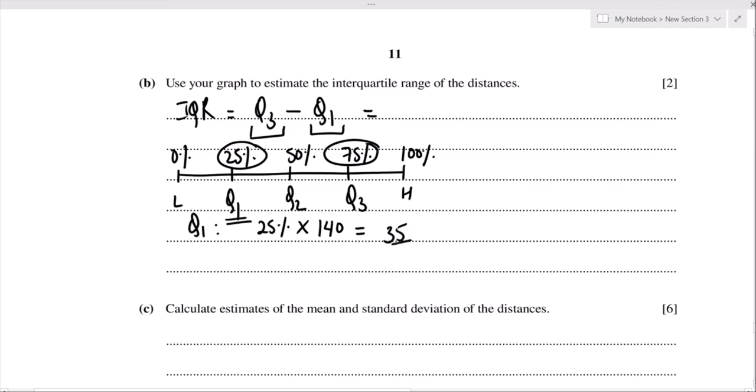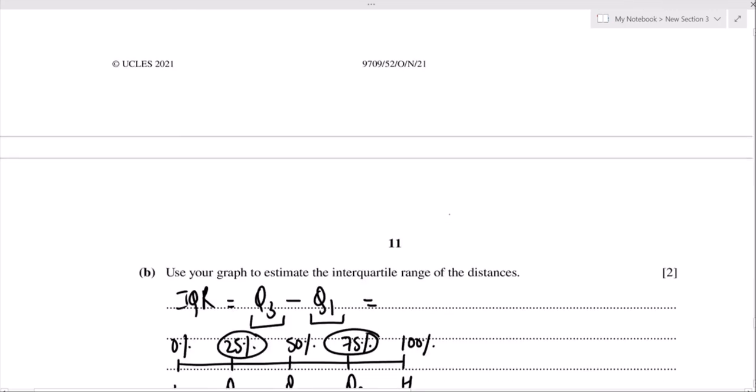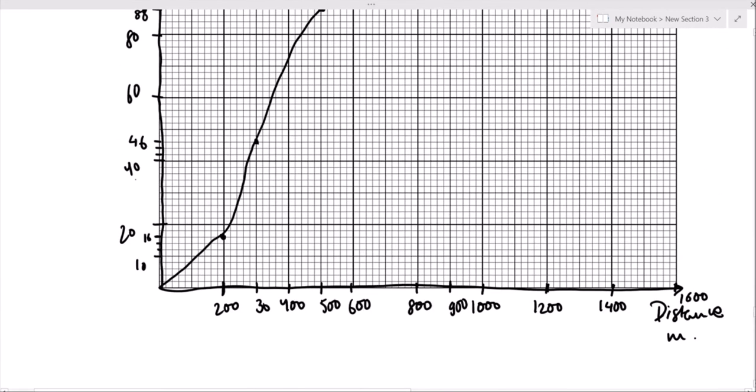This is the cumulative frequency part, and we need to figure out the corresponding distance. So let's look for the value of 35 first. Right here, that's going to be 30, so this is 36 and that's 34. That's in between, so the corresponding point on the curve is right here. This is the value. So that's 300 and that's 220, 230. So this value is going to be 260.